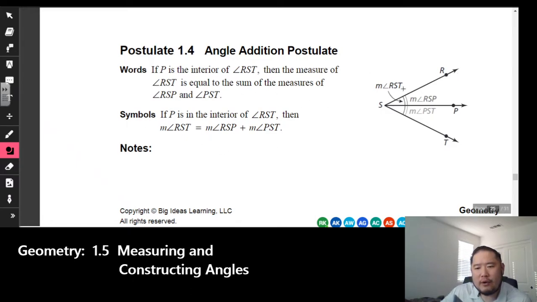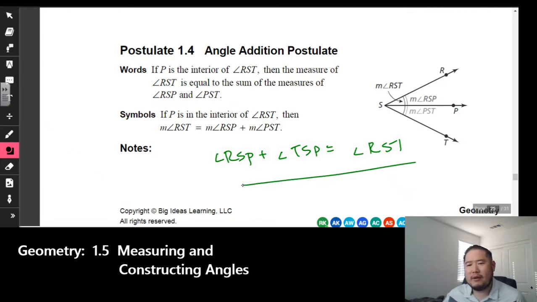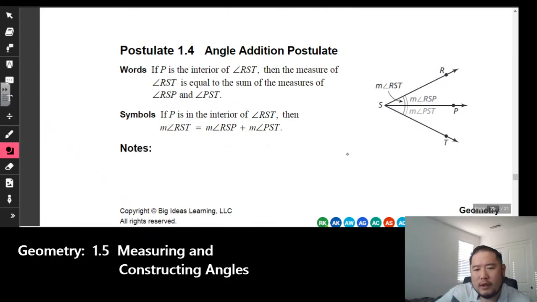Okay. Angle RSP, right? Small angle plus the other small angle, angle TSP, is equal to the big one, which is angle RST. And so that's what they're showing you right here with symbols, and I just went ahead and rewrote that down for you as well. And let's move along.